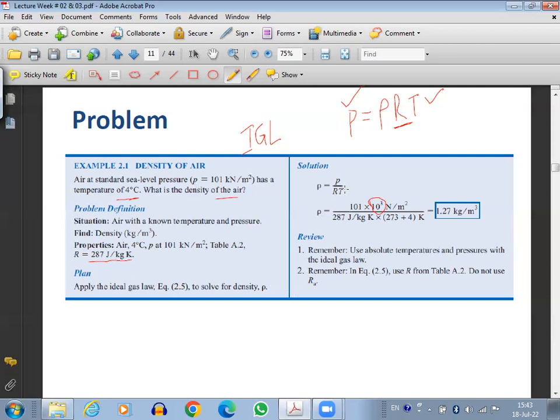So substitute the values here of P, R, and T. Obviously, temperature should be in the absolute temperature scale, not in degree centigrade. The absolute temperature scale is Kelvin, so you have to add 273 to the degree centigrade. Then you get the value of density, which is 1.27 kg per meter cube. It's a simple problem. There's nothing complicated in it.